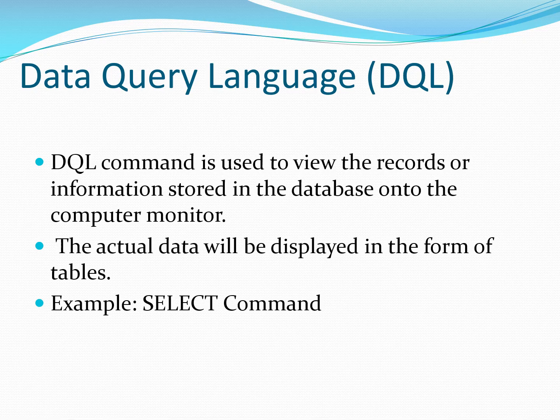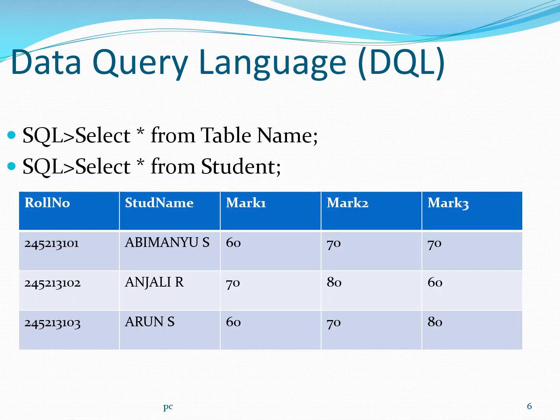Data query language DQL. The DQL command is used to view the records or information stored in the database onto the computer monitor. So the actual data that we have stored in the database will be in the form of tables. So we are going to use the select command in order to retrieve the data. So example is select command. There are many ways to select the data from the table. So we use select star from table name.